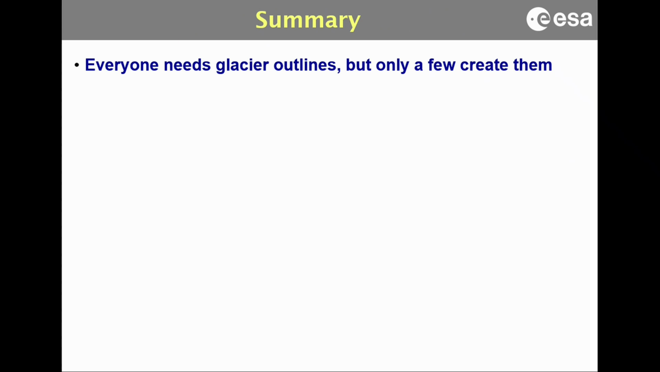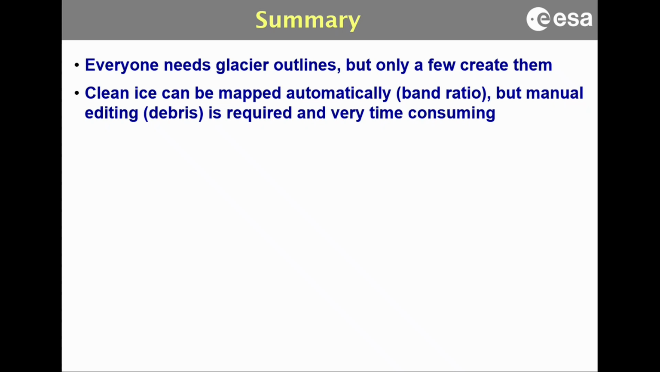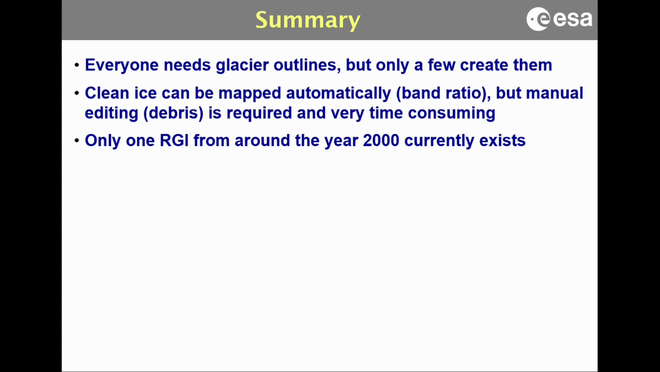So I'm at the end, that's good. In summary, everyone needs glacier outlines, but only a few create them. Clean ice can be mapped automatically with a band ratio, but manual editing of debris cover is required and very time consuming. We have only one global Randolph Glacier Inventory, from around the year 2000.